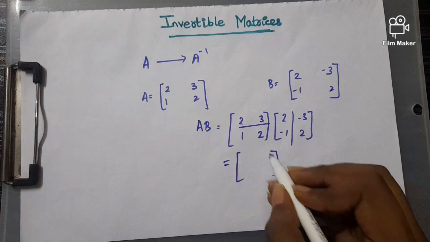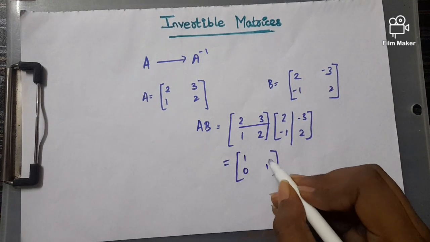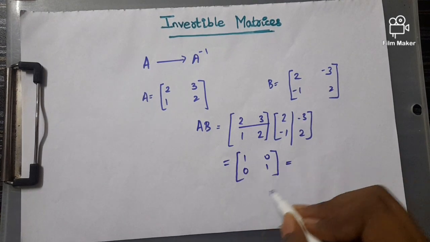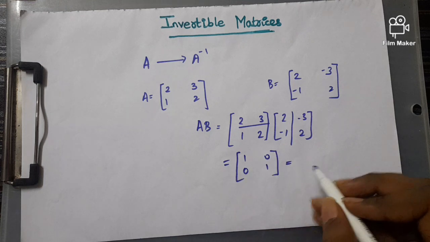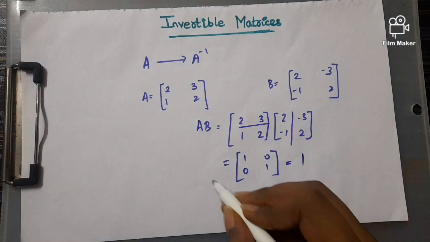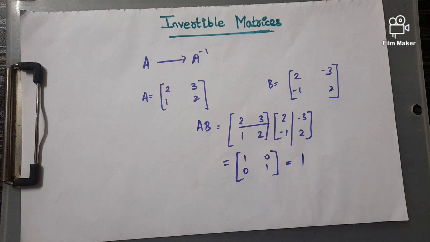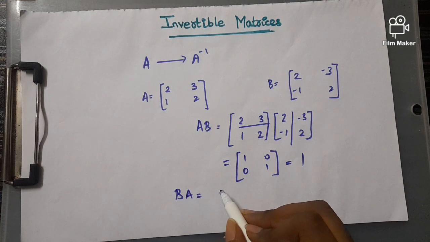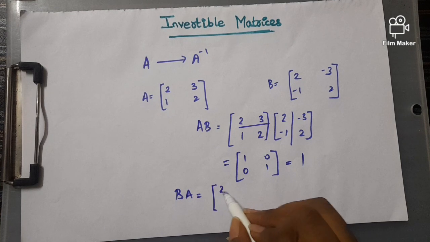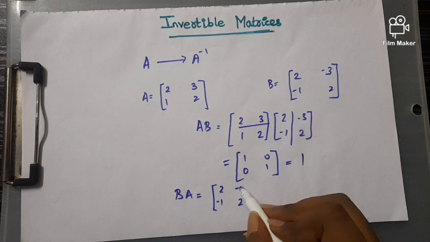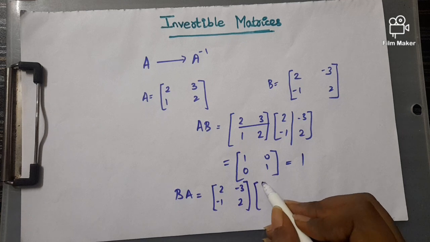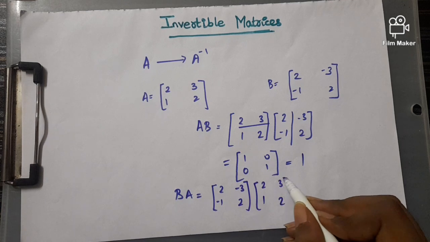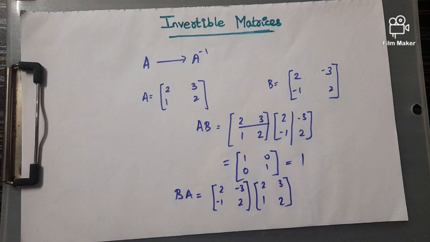So when you multiply this, you get the identity matrix 1 0 1 0. When you take the determinant value, you get 1. That is, modulus of AB is 1, right? Similarly, what happens when you do BA? That is 2 minus 1, 2 minus 3, 2, right? Interchanging of the matrices, as we have seen in the previous videos.